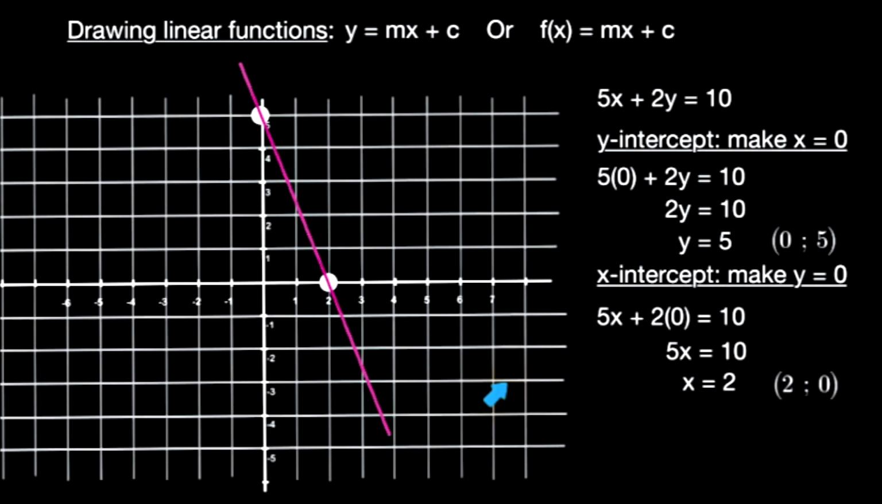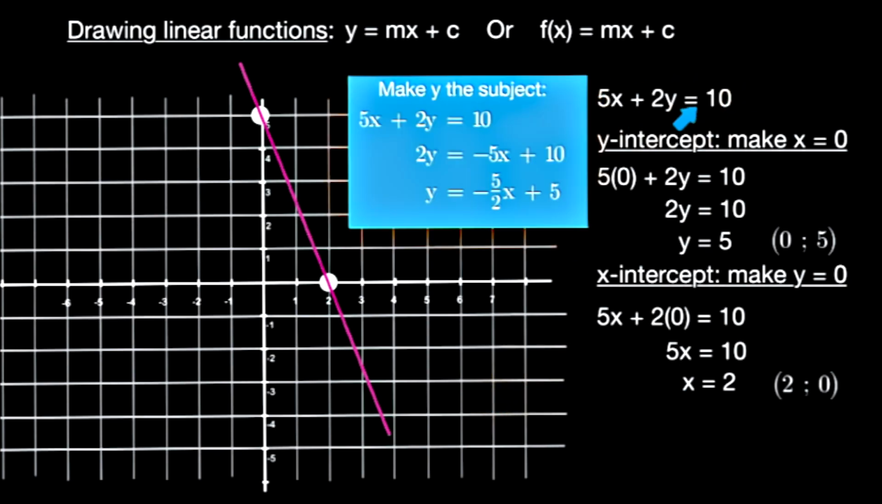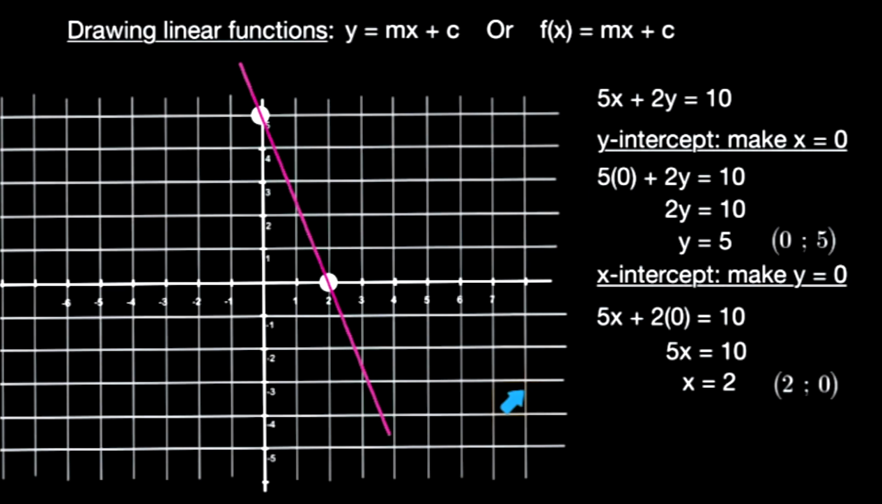Now we know we are correct because if we rewrite this entire function, you will see that the gradient will actually be negative. And because we have a negative gradient, the line must be downward sloping from left to right.